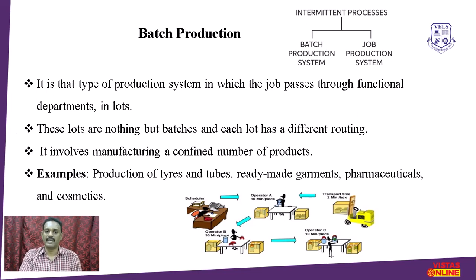Or we can say batch. It involves manufacturing a confined number of products. That is the main thing: a confined number of products. The examples for batch production are the production of tires and tubes, ready-made garments, pharmaceuticals and cosmetics items. As well as we can add fast-moving consumer goods also. These items are produced on the basis of batch.